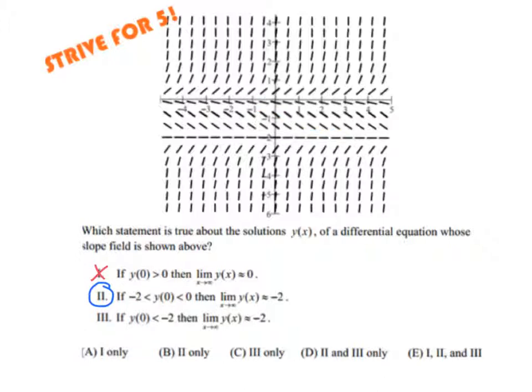If y is less than -2, the limit as x approaches infinity is -2. Well, now let's plot a point that's less than -2, so something down here. And as we go along, it does look like our limit as you go towards infinity will be -2. So that is true as well. So D, Roman numerals 2 and 3 are true.